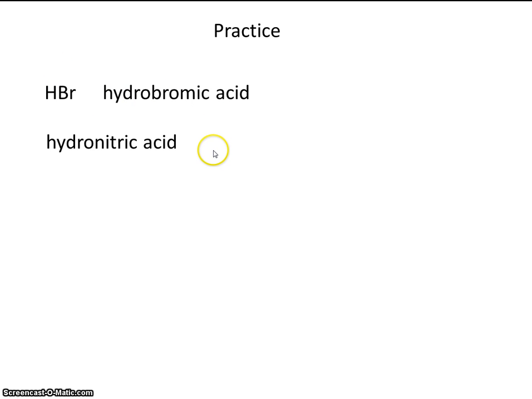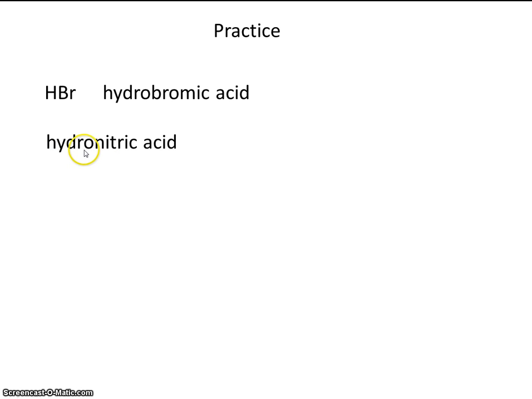Here's a few more practice examples. Why don't you pause the video after each one of these and try to name them yourself. So the name of this, HBr, should be hydrobromic acid. 2 elements, so it starts with hydro and ends in ic.